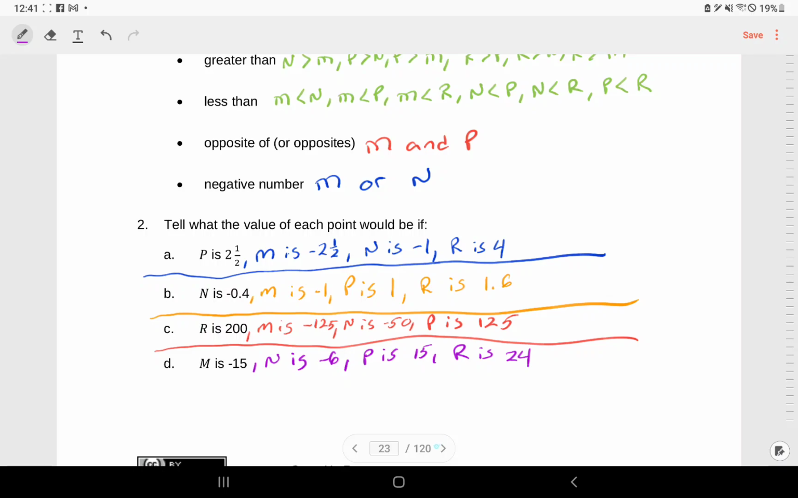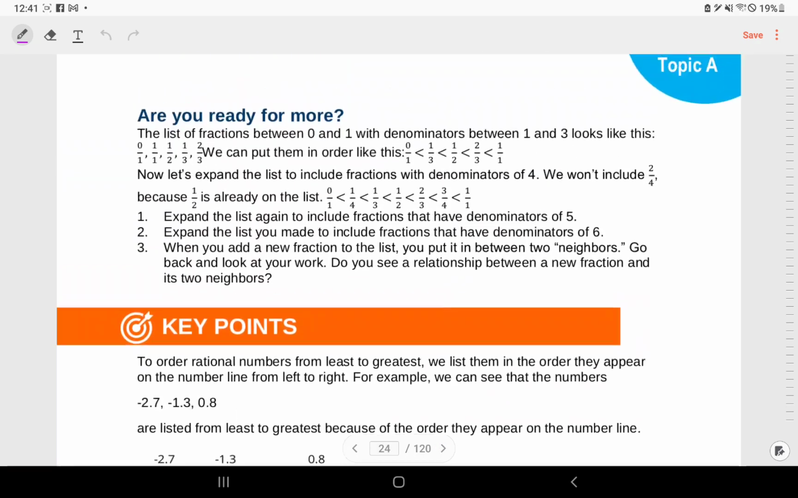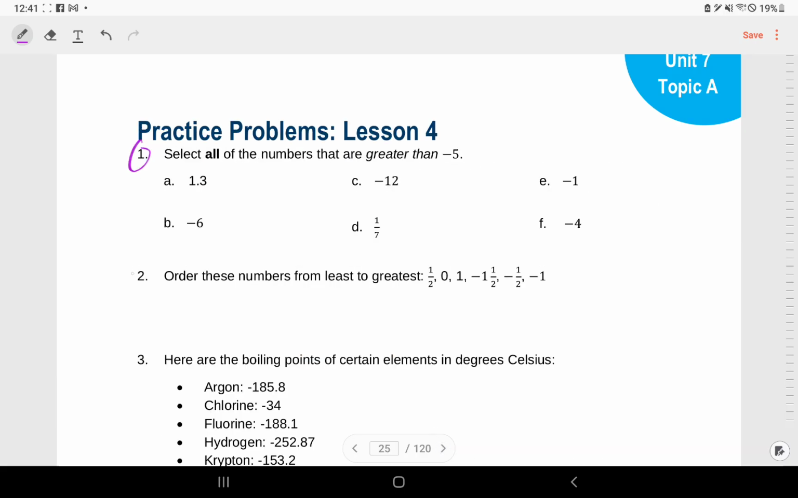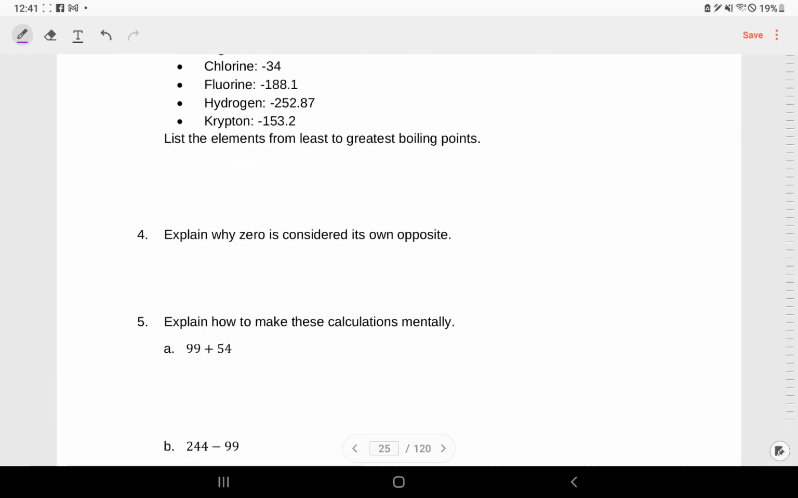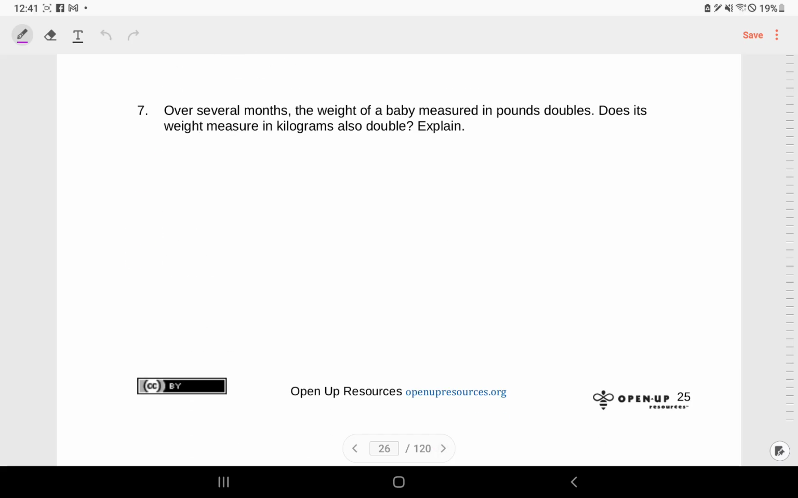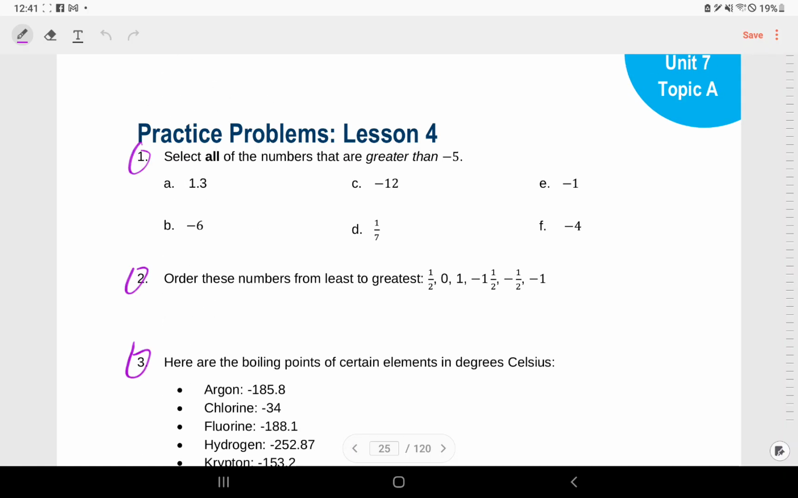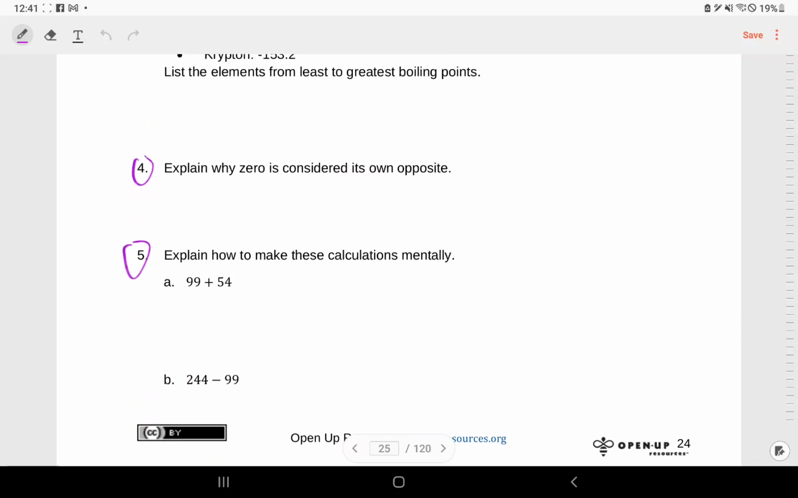Okay. Now, on EdSite, you'll find your questions that you have to do for practice. You're doing 1, 2, 3, 4, 5, and 6. Now, for number 5, it says explain how to make these calculations mentally. So you're not actually being asked to find the answers. You're being asked how you would do this in your head. Well, these are really simple.